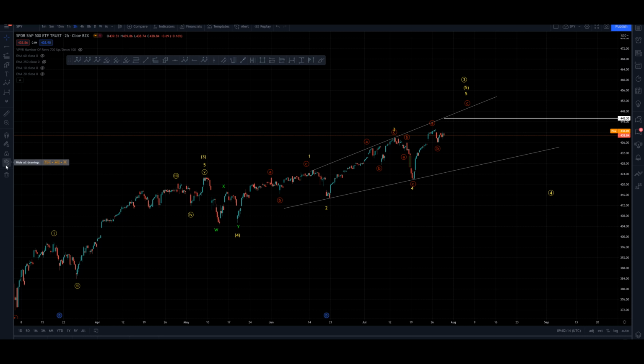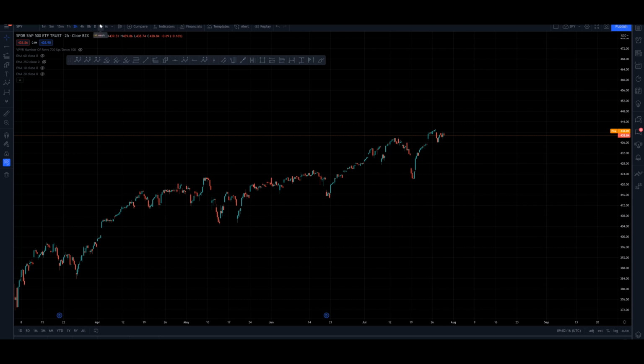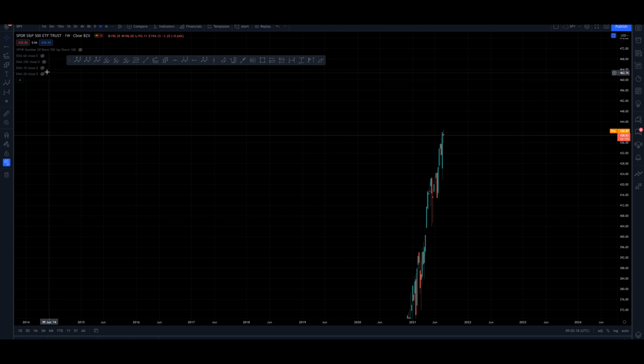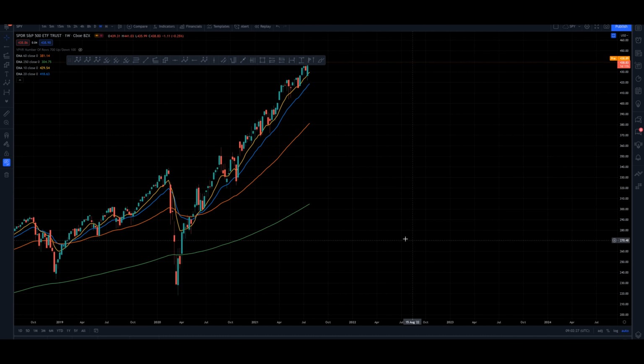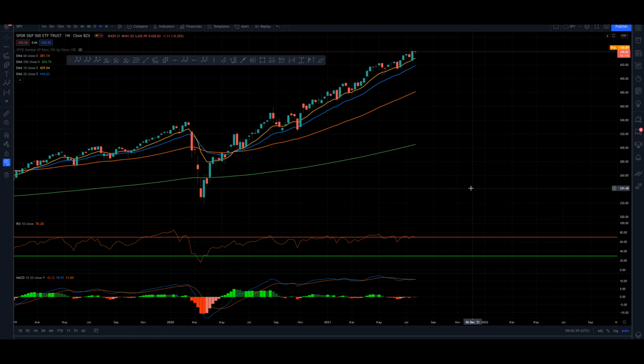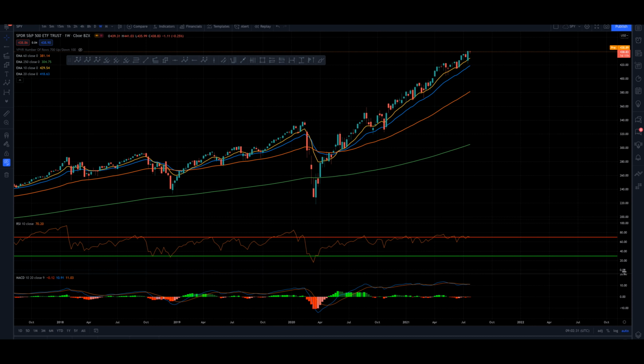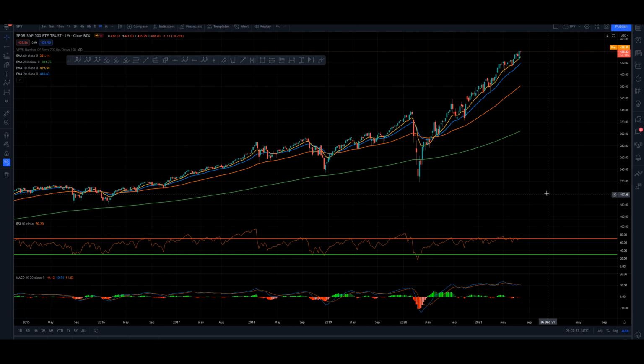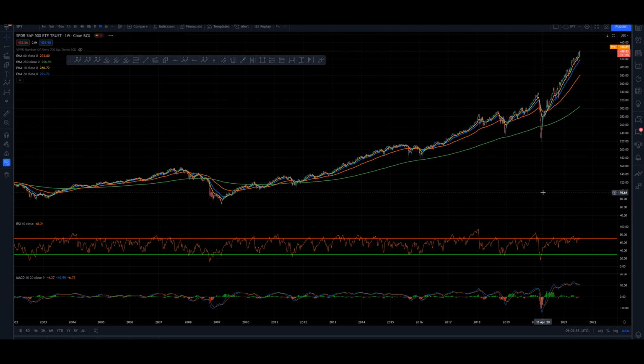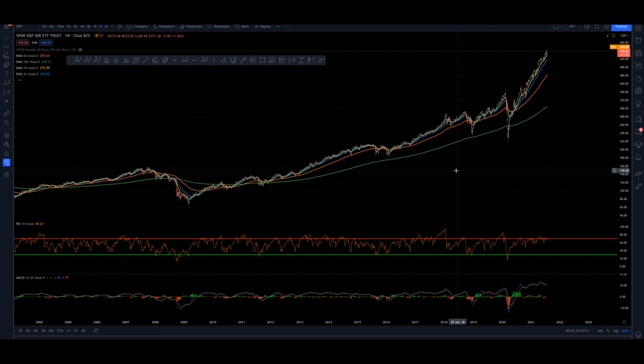So let's just hide our count, come out to the weekly for a moment. We're going to bring up our exponential moving averages of 10 in yellow, 20 in blue, 60 in orange, 250 in green. Alter the chart. And then we're going to bring up our momentum indicators here, see what we can see. Alright, so let's come all the way out. Since we were looking back from 2009, let's see anything we can see from 2009.